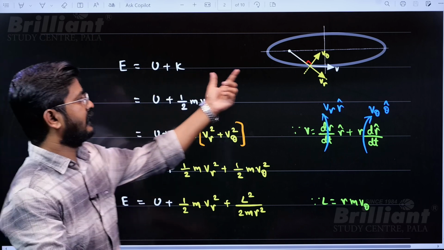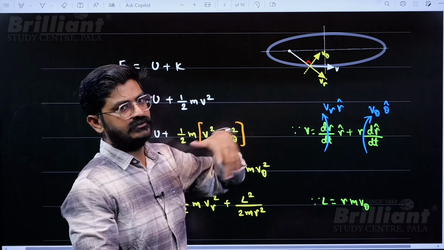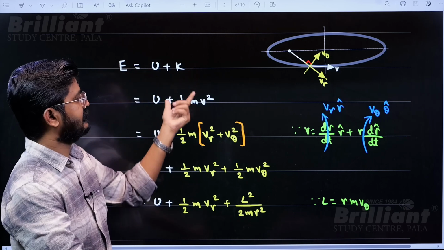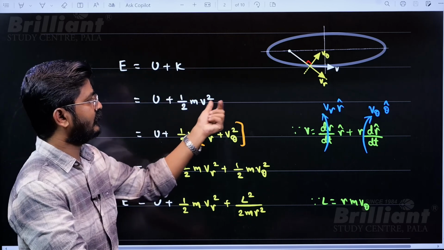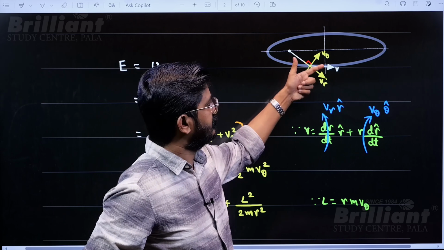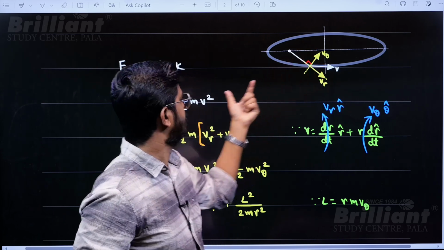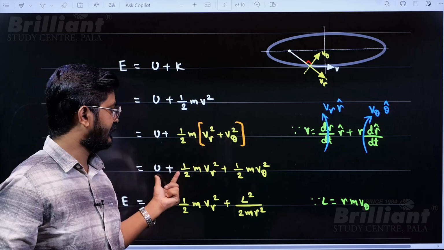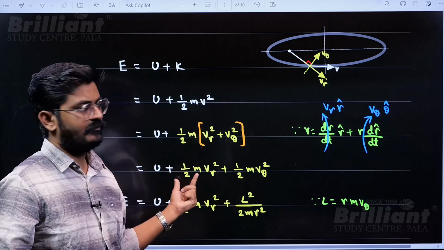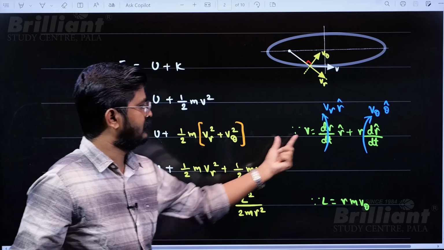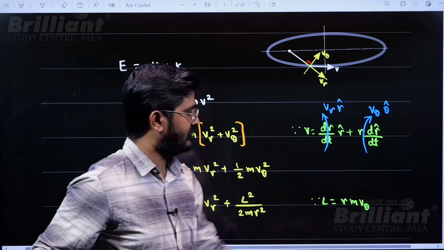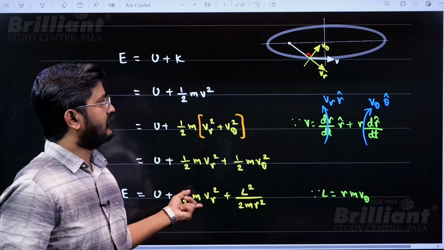Total energy, now this is a conservative force, which you will be learning in the gravitation chapter anyway. Total energy is potential energy plus kinetic energy. This kinetic energy is half m into total velocity square. Total velocity square is this velocity square plus this velocity square. When I replace it and expand it, I will be getting 3 terms. Now Vr is dr by dt and V theta is omega cross r. Anyway, we won't be writing this.